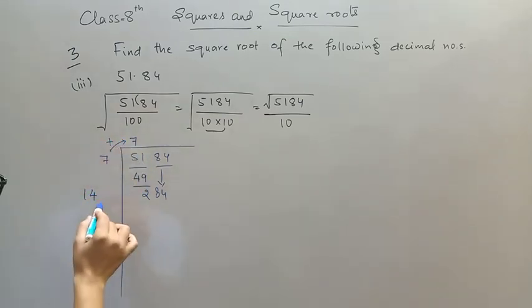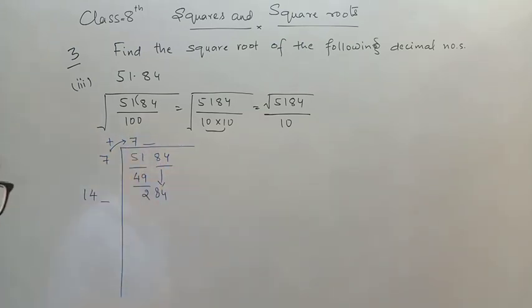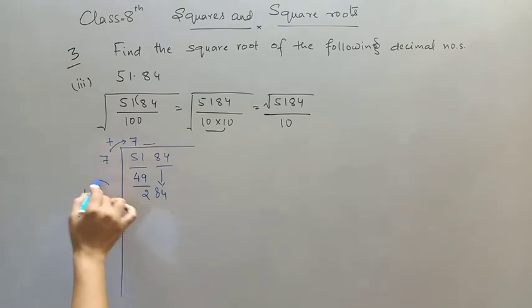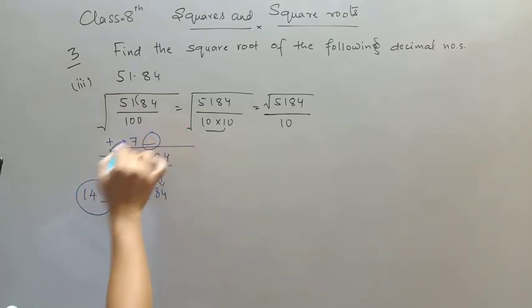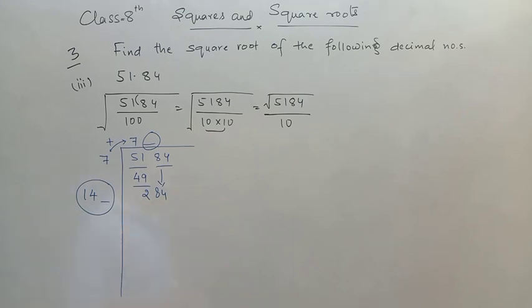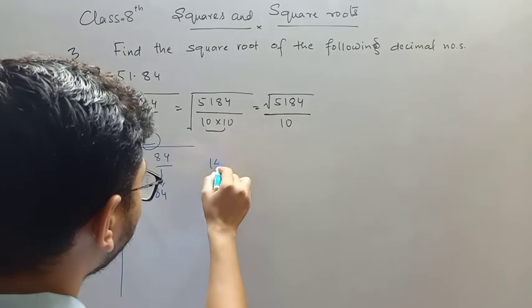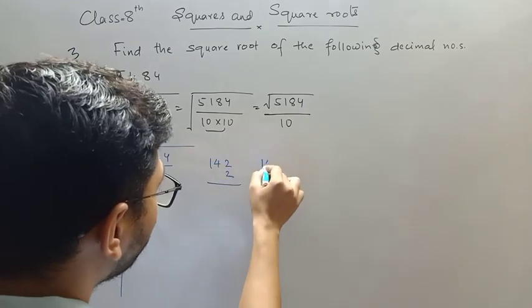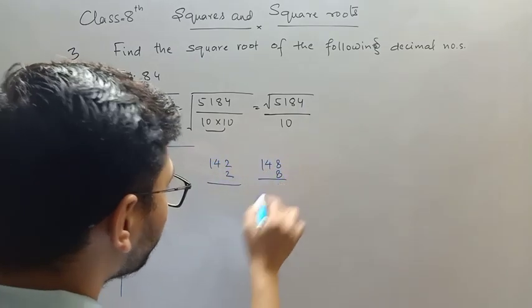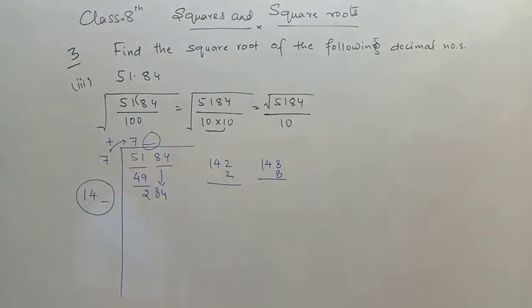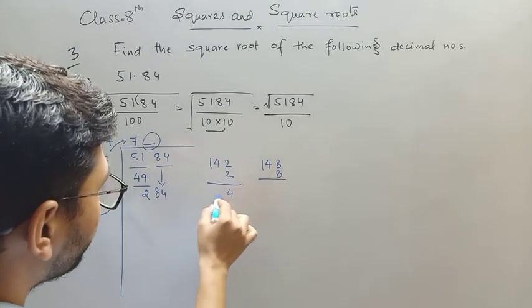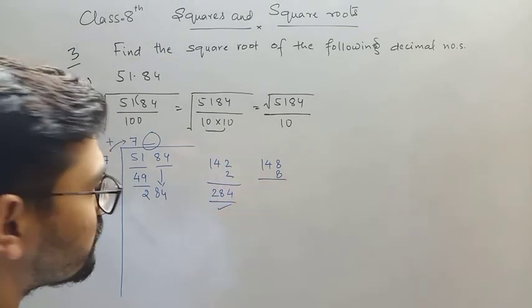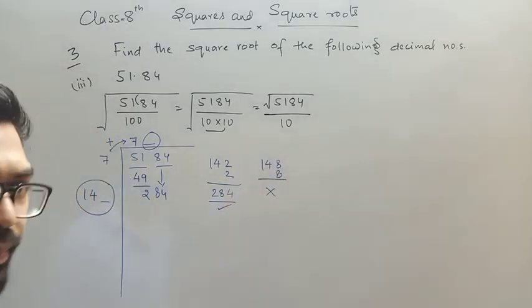Now you need to choose a value here and here. The same number you need to choose in these two places, and the product of this number and this number must be equal to or less than 284. Now here is 4, so you have two options: either 142 into 2 or 148 into 8. In both cases you will get 4 as a unit digit. Now go for 142 into 2. 2 2s are 4, 2 4s are 8 and 2 2s are 4. That means this is correct. No need to go for this.